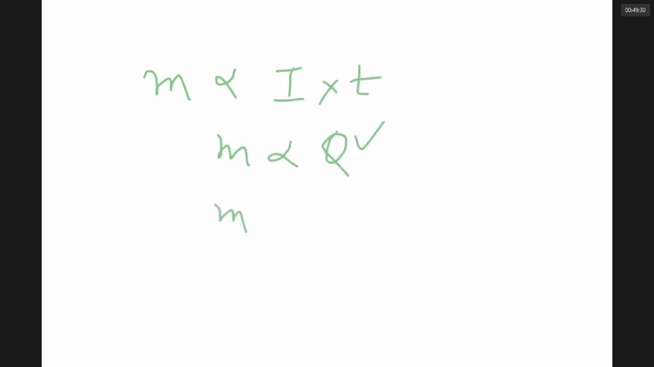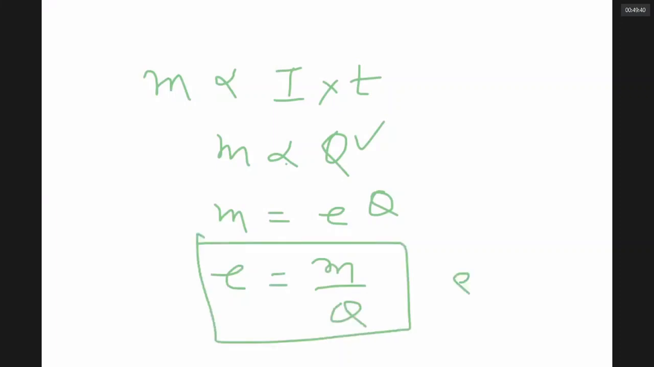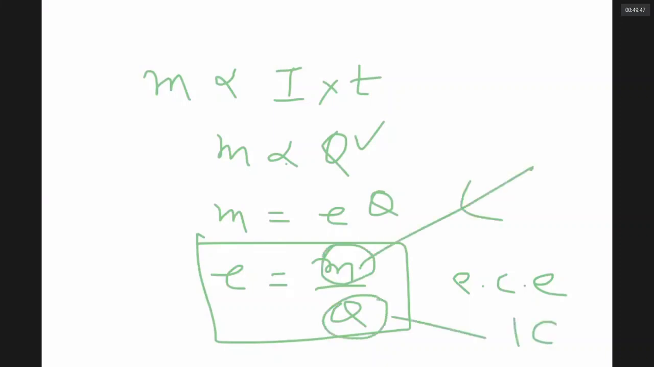Suppose I want to remove the proportionality. I put in a proportionality constant. This proportionality constant is equal to M by Q. It is called the electrochemical equivalent. It means the mass of a substance produced for the passage of 1 coulomb of charge.